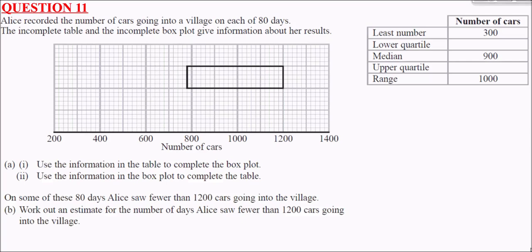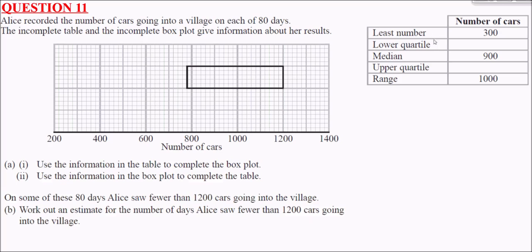Question 11 is about a box plot. So Alice recorded the number of cars going into a village on each of 80 days. The incomplete table and the incomplete box plot give information about her results. So table, box plot, both partially complete. So part A comes in two different parts. A part 1, use the information in the table to complete the box plot.